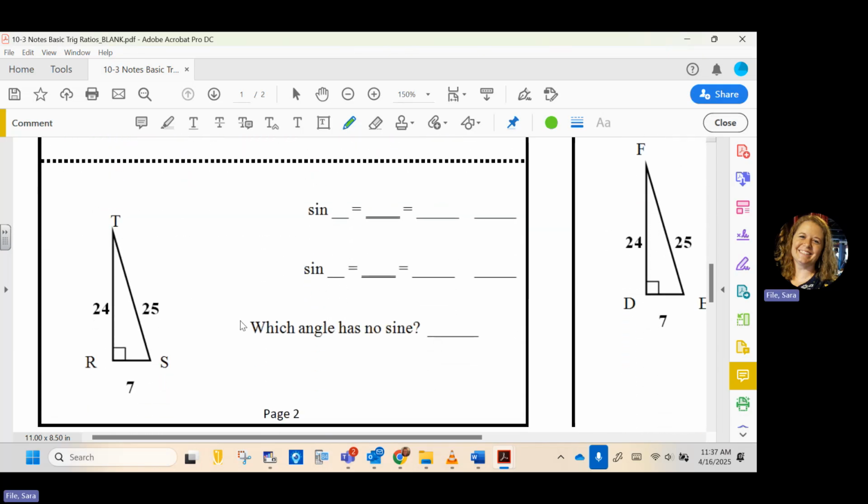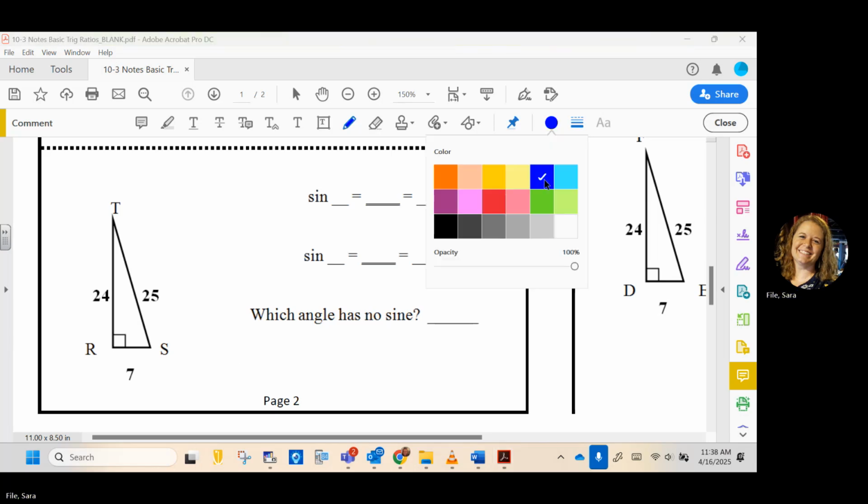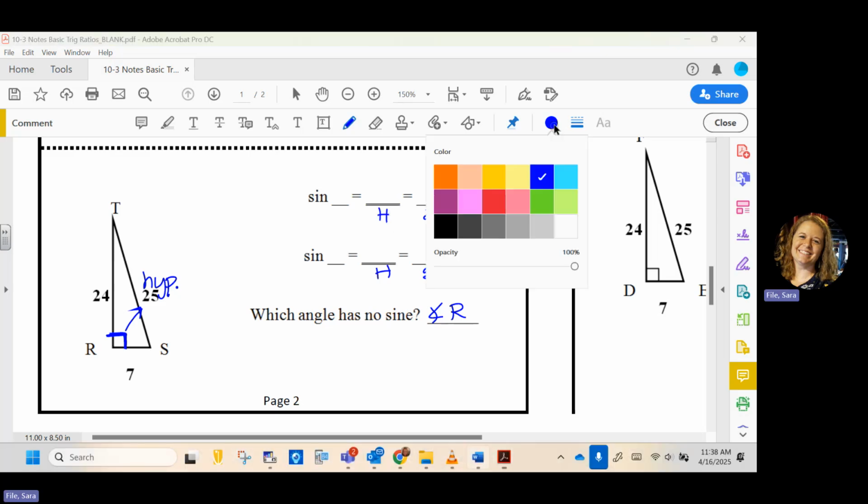Okay, let's try this here. What is the 90-degree angle here? The R, S, or T? So R will never have sine of angle R, because angle R is the 90-degree angle. Okay, opposite of angle R is our hypotenuse. Okay, that's going to be 25. So that's going to be our denominator, because the hypotenuse is always the denominator for sine.